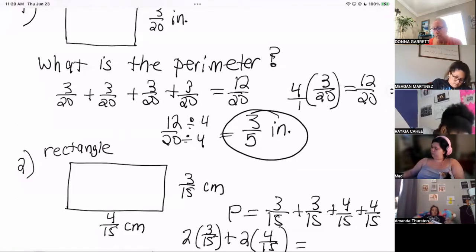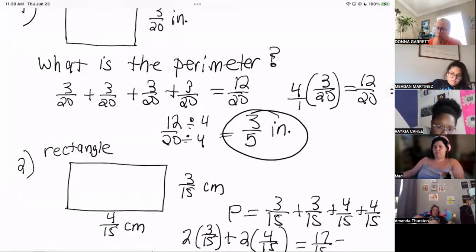So 3 plus 3 is 9, 4 plus 4 is 8, 17 over 15, which would be a mixed number. How many 15s are in 17? 1. How many left over? 2. And centimeters.